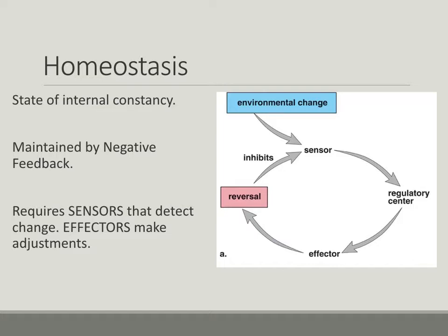So in this diagram, you have some type of environmental change, and that environmental change is detected by a sensor. That sensor sends information to something that's called a regulatory center. The regulatory center then sends information to the effector, and remember, effectors are what make the adjustments, leading to a reversal of whatever system needed to be changed.